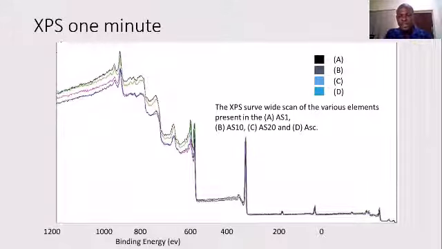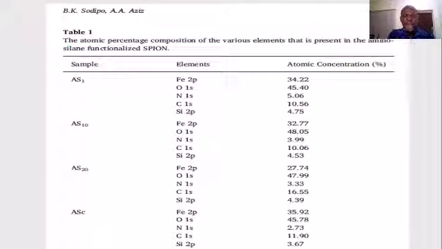And not only that, in 1 minute, all the properties, the characteristics of the nanomaterials are not affected. That is one of the things we are able to show here, that even when we compare the various elements present in the different samples prepared under different conditions, we can see that in 1 minute, the amount of iron from the iron oxide, the atomic concentration, is 34. When you compare to others, you can see that even the sample prepared in 1 minute has more iron, more oxygen, compared to others.